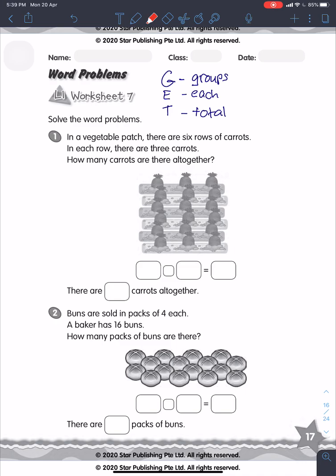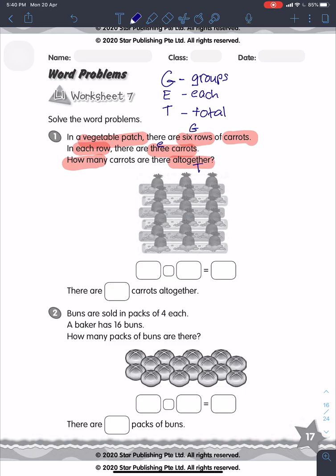Question 1. In a vegetable patch, there are 6 rows of carrots. In each row, there are 3 carrots. How many carrots are there all together? Now we know there are 6 rows. 6 rows represent the group, so we label it as G. In each row, so we know E. Each row there are 3 carrots, so 3 represents the E. So how many carrots are there all together? So this is the total.